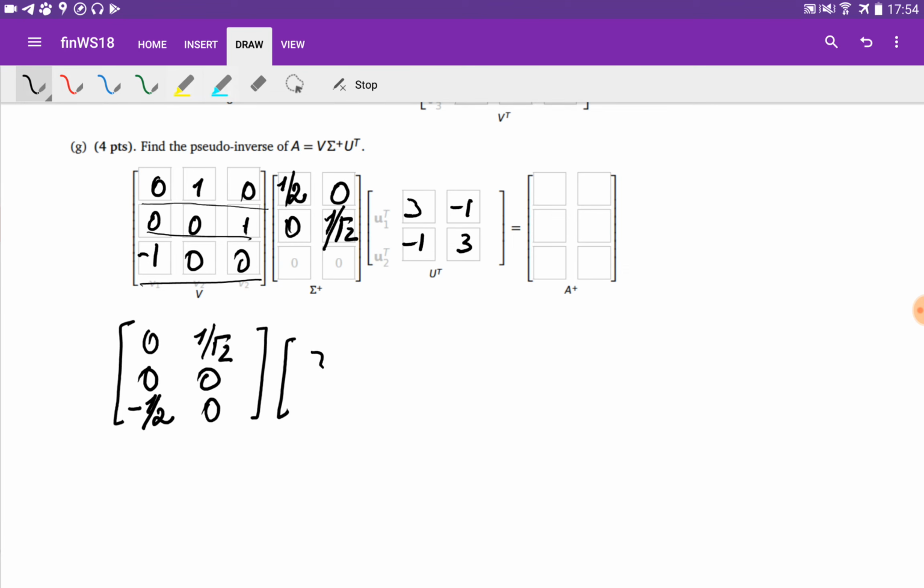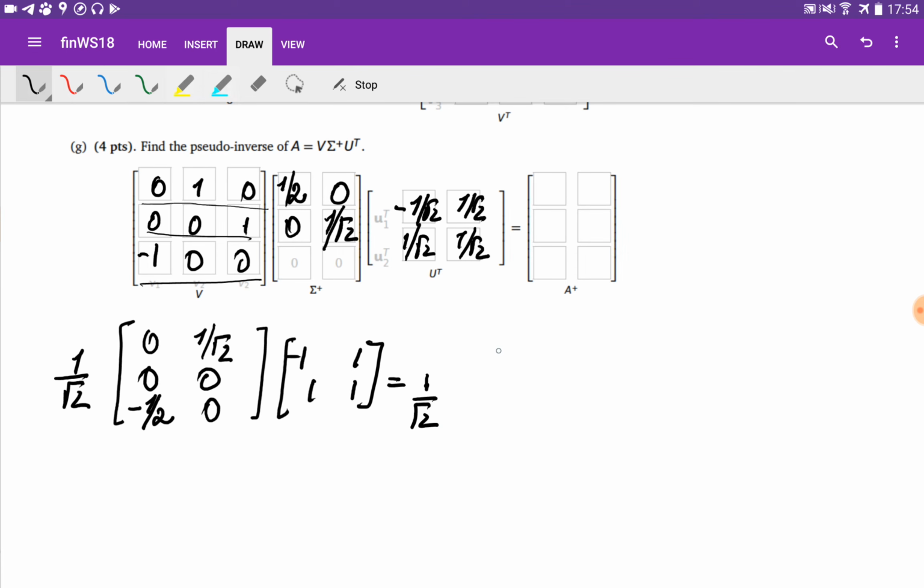We multiply this by the U transpose. Oh, sorry, it should be U transposed. So the U transposed is minus 1 over square root of 2, 1 over square root of 2, 1 over square root of 2, 1 over square root of 2. We basically can take out 1 over square root of 2. It is going to be [-1, 1; 1, 1], times 1 over square root of 2. So -1 and 1 means multiply the first column by -1, the second column by 1, and add them. It's going to be 1 over square root of 2, 0, and 1 over 2.